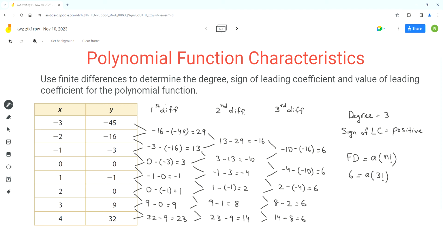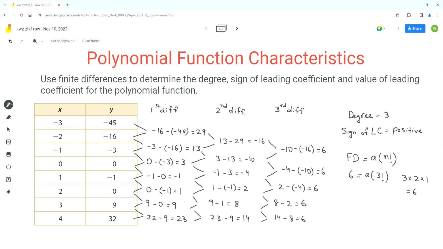Now we have to evaluate 3 factorial. Factorial is a mathematical operation in which we multiply the whole number on which the factorial is there by all whole numbers less than it. So that means 3 factorial can be expanded as 3 times 2 times 1. So we multiply that number by all whole numbers less than it all the way to 1. 3 times 2 times 1 is equal to 6.